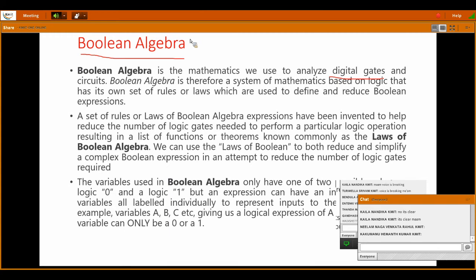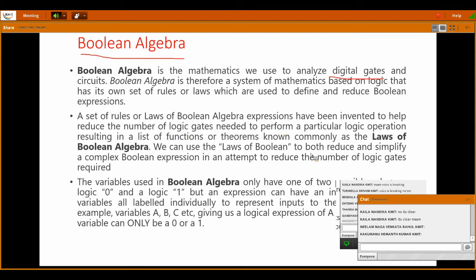Okay, so to reduce the number of gates required, we need to simplify the Boolean expressions. For simplifying those Boolean expressions, we need some set of rules. If you follow some set of rules, then the expression reduction will be easier. Those rules and laws are called Boolean algebra, similar to what we have in our regular mathematics. So, second point, let's go through a set of rules or laws of Boolean algebra.